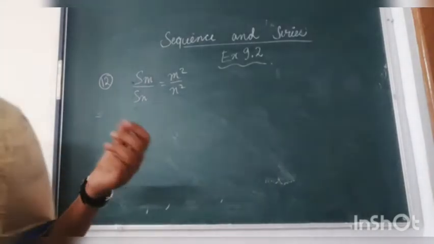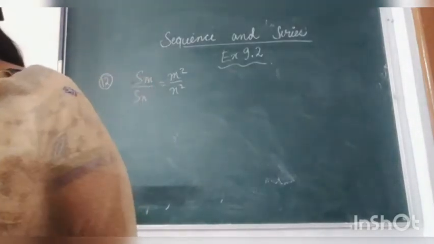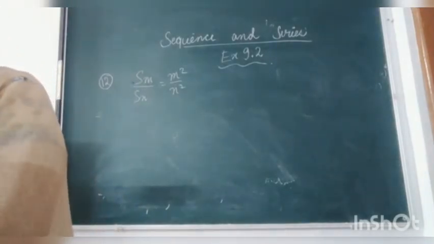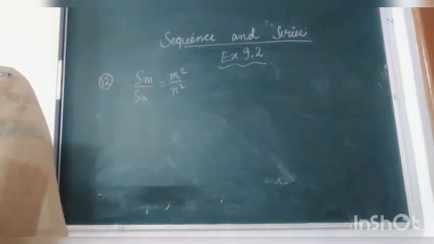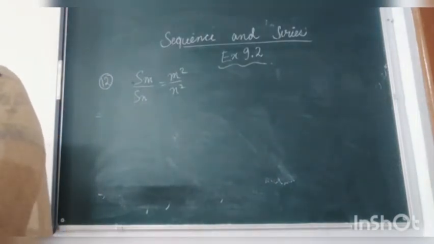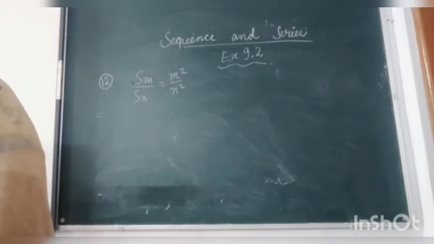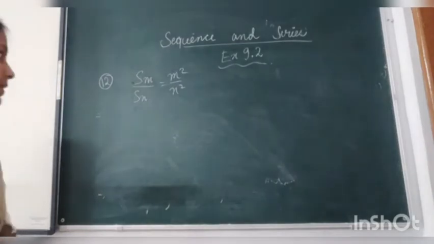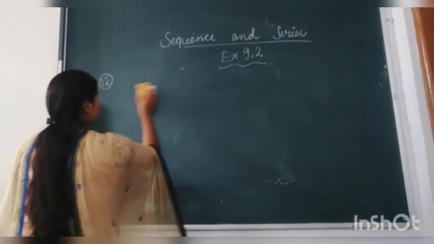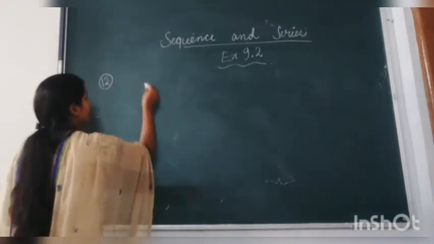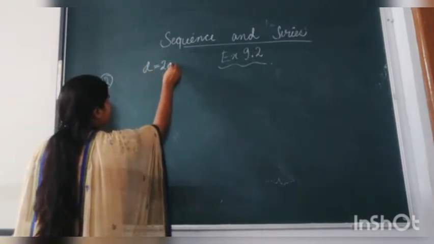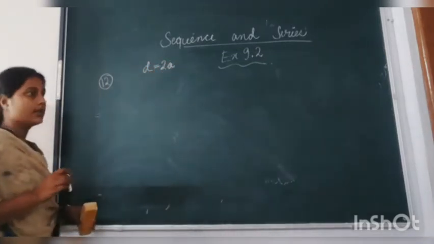Now what you have to show is that the ratio of the mth and nth term in this is equal to 2m minus 1 upon 2m plus 1. So what we have to do now is, by solving the ratio of sums, we got d is equal to 2a.